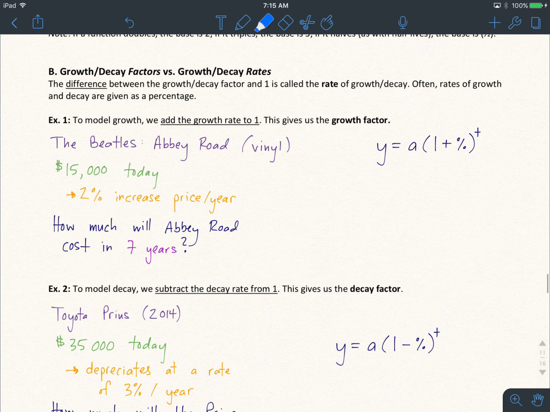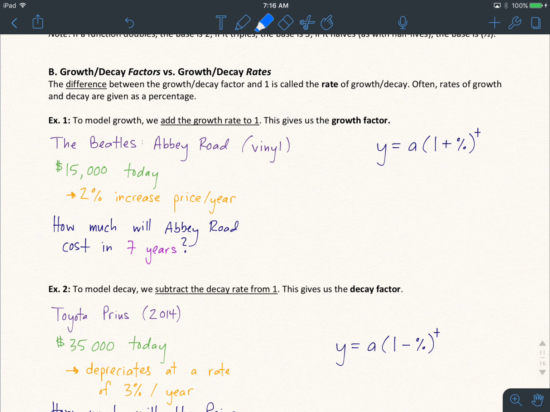Let's read. So it says, the difference between the growth/decay factor and 1 is always called the rate of growth or decay. Often rates of growth and decay are given as a percentage. So we've been talking about growth and decay rates already, but the values that we've been looking at have been confined to either whole numbers, so like doubling or tripling or quadrupling, or specifically a half-life where our B value is equal to 1/2. Today we're going to be looking at how do we incorporate a percentage increase?